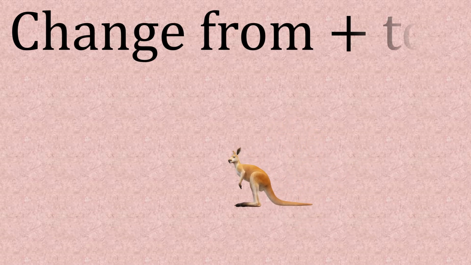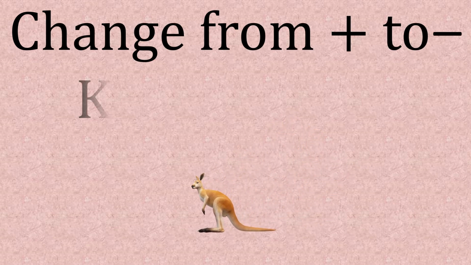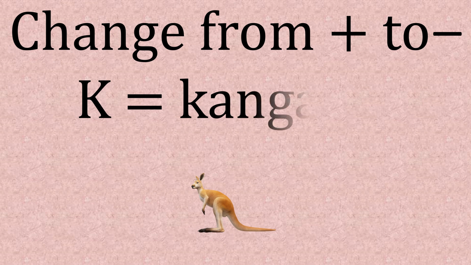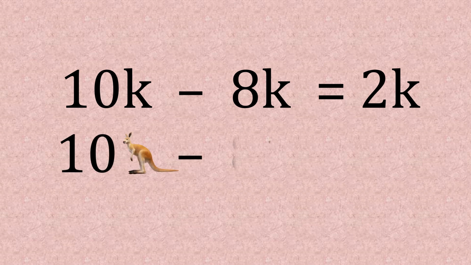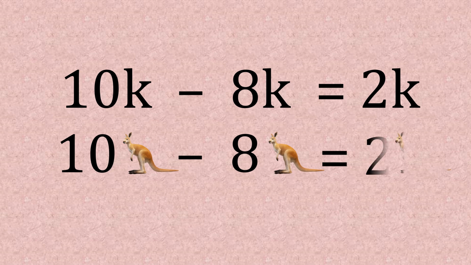So now we're going to change from plus to minus, and we're going to look at another letter or symbol. We're going to have K for kangaroo. 10K minus 8K equals 2K. 10 kangaroos minus 8 kangaroos equals 2 kangaroos.